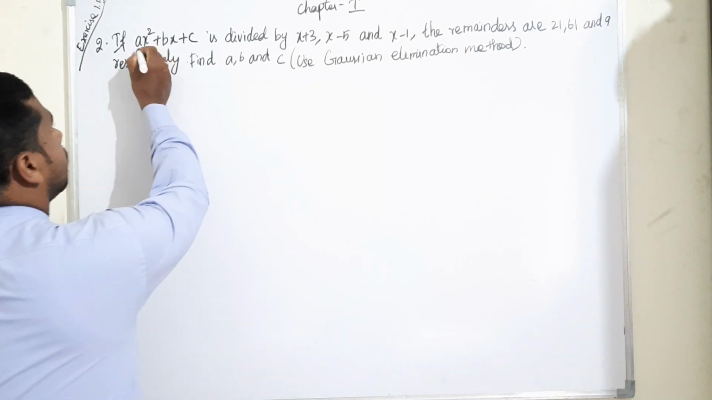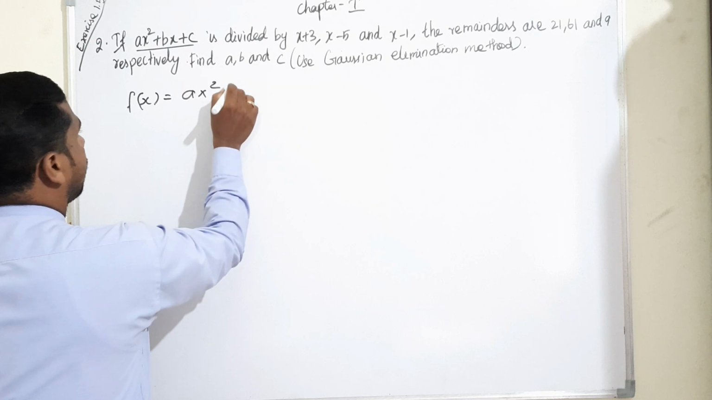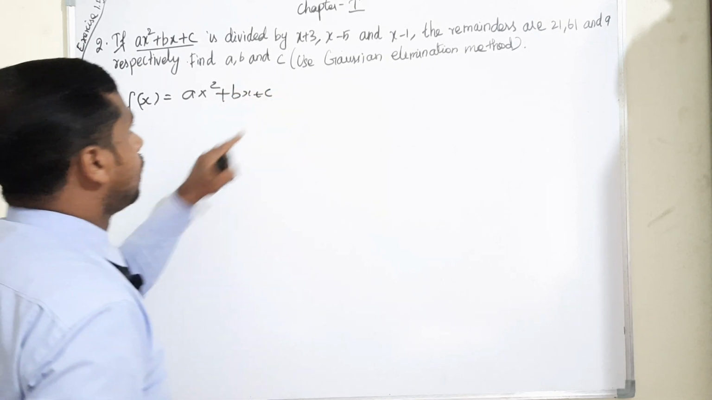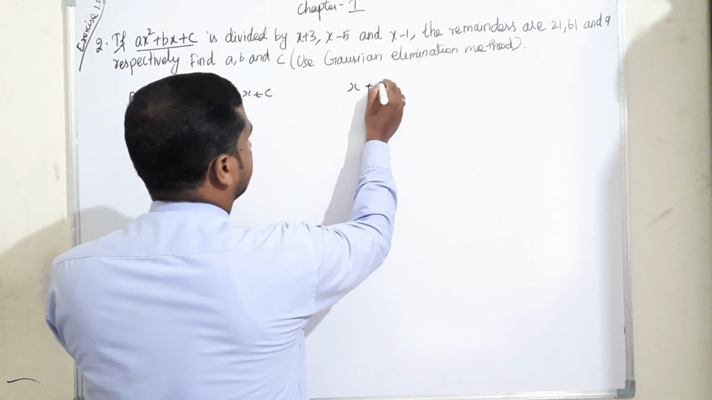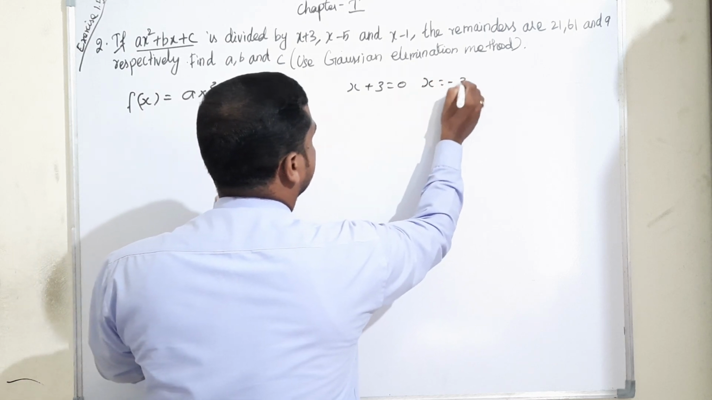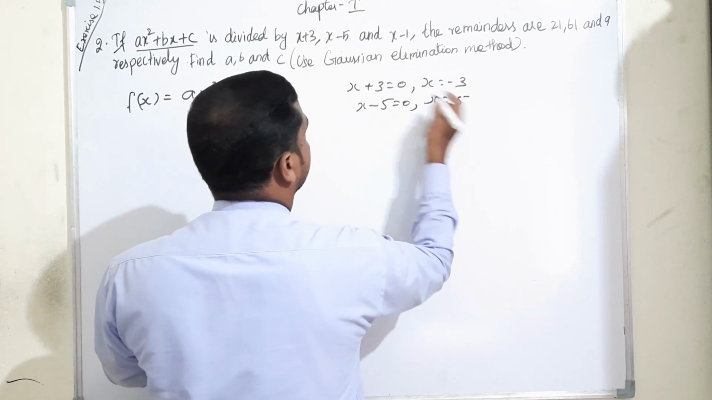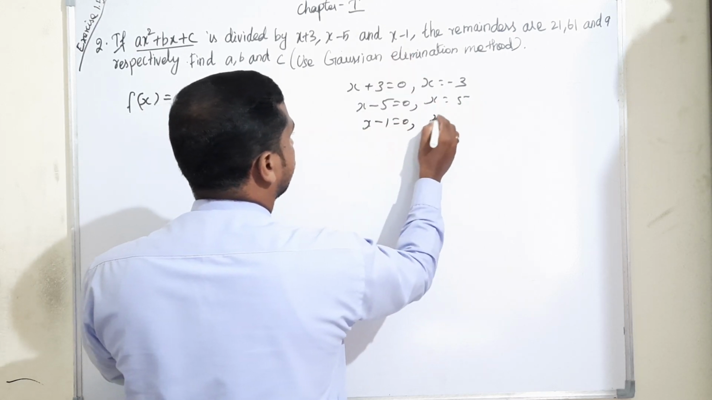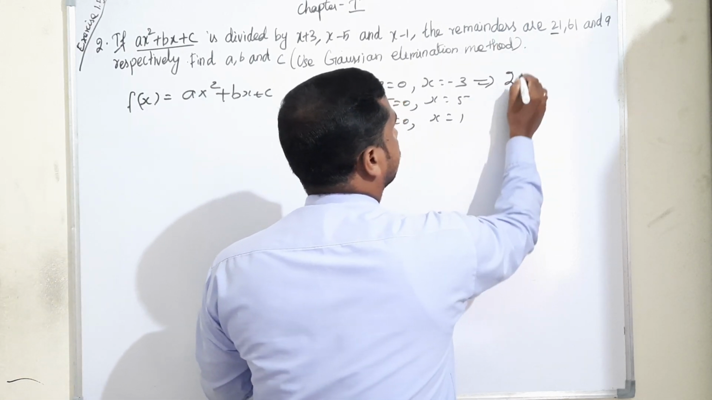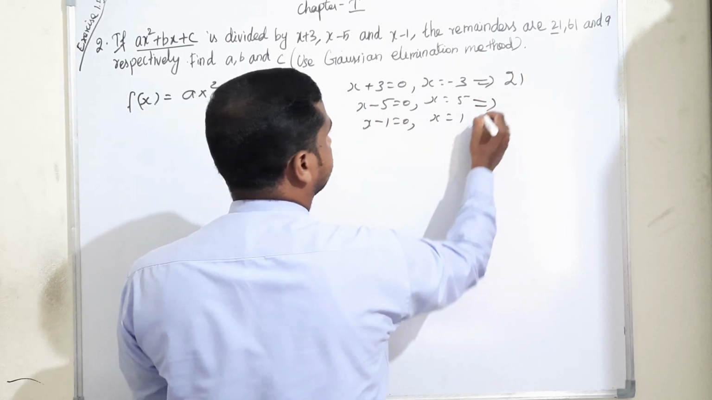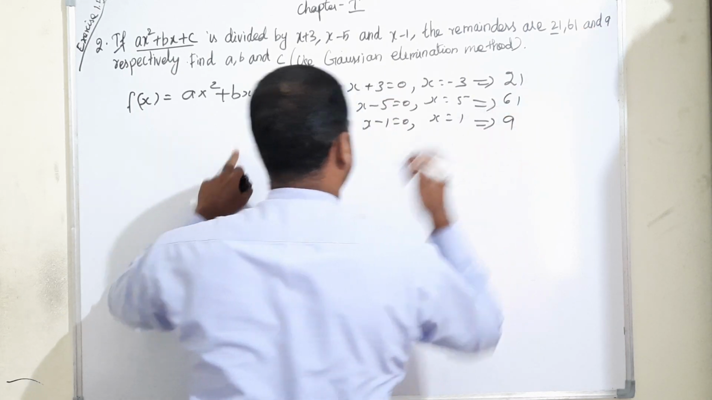So the condition: consider f of x is equal to ax square plus bx plus c, which is given three different times, divided by x plus 3, x minus 5 and x minus 1. Consider x plus 3 equal to 0, so x is equal to minus 3. Second, x minus 5 is equal to 0, so x is equal to 5. Third, x minus 1 is equal to 0, so x is equal to 1. The remainders are: first, 21; second, 61; third, 9.